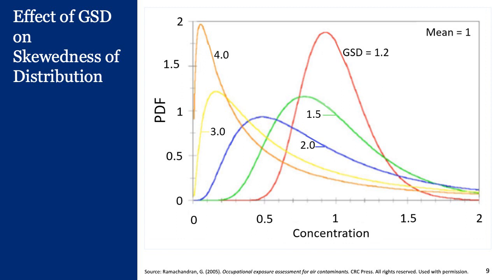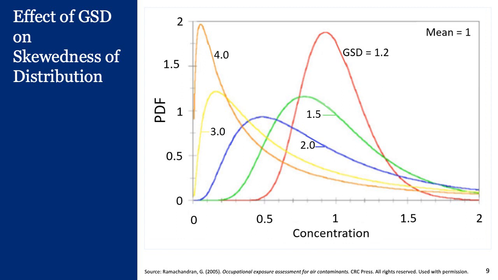If you now look at a geometric standard deviation of 4, you can see that it is now very skewed, and the peak is around almost 0.1. So that's the mode of the distribution, and the geometric mean will be somewhere between that and the arithmetic mean, which is still at 1.